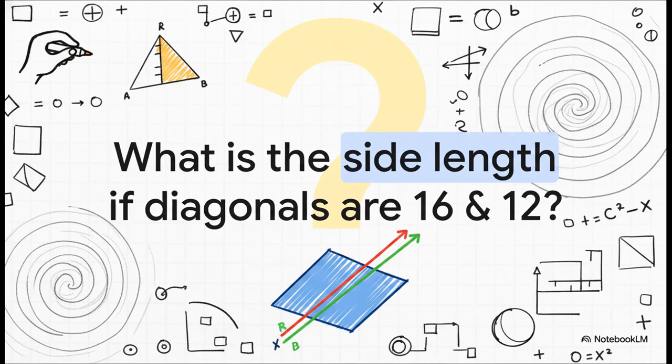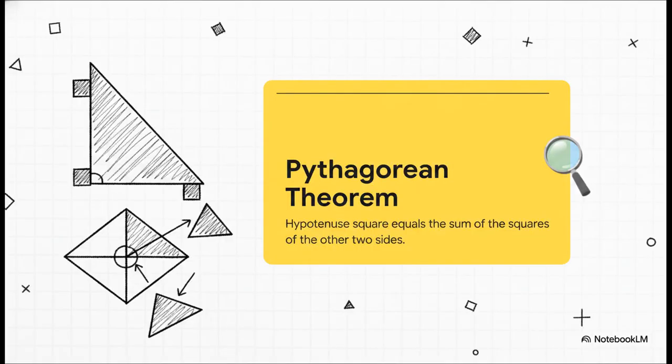Imagine a rhombus, where the only thing we know is that its inner diagonals are 16 centimeters and 12 centimeters. From just those lines on the inside, we need to find the length of the outer side. To do this, we have to combine our geometric properties with another incredibly powerful mathematical tool. And that secret weapon is the Pythagorean theorem.